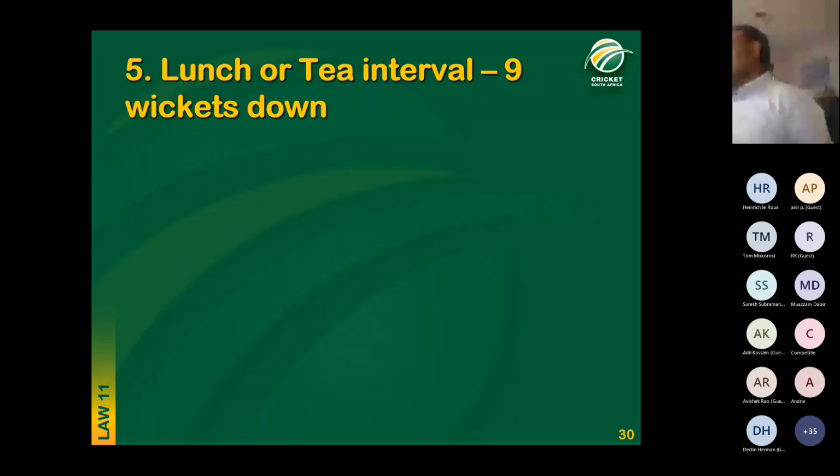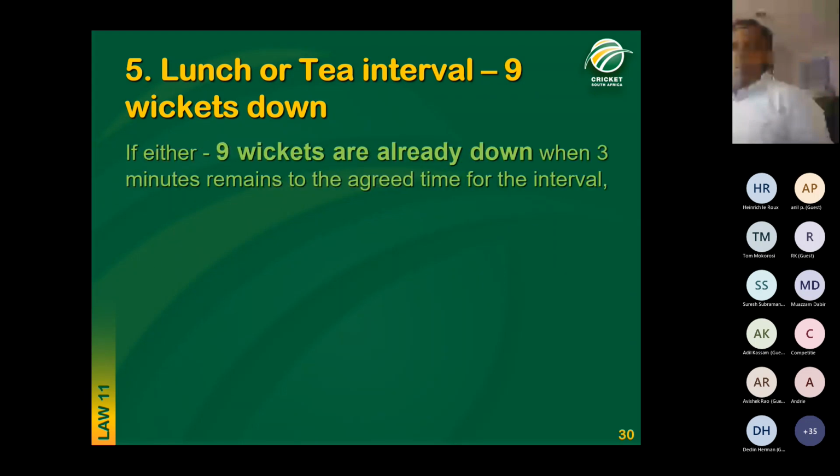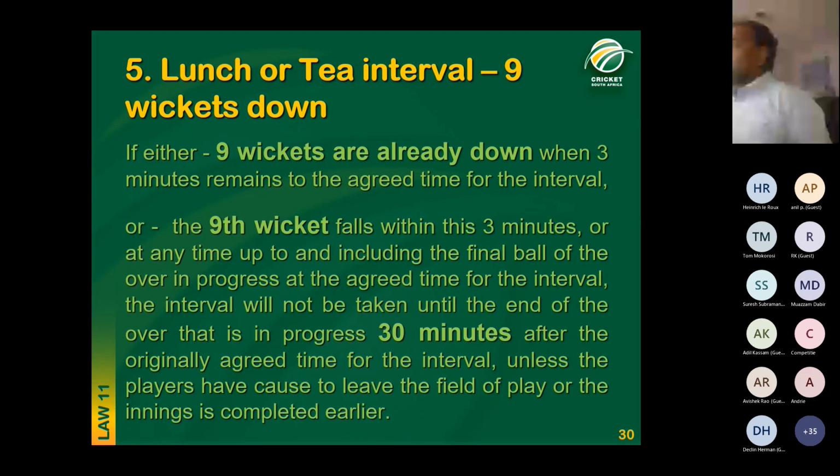So what happens if a side is 9 wickets down at either the lunch or the tea interval? The law tells us if a side is 9 wickets down at either lunch or tea, and now you get to your lunchtime or your tea time, let's use lunch as an example. So lunch is 12 o'clock. The last ball of the over gets bowled at 12 o'clock and the side is 200 for 9. So do you take your lunchtime? No, you will not take your lunchtime.